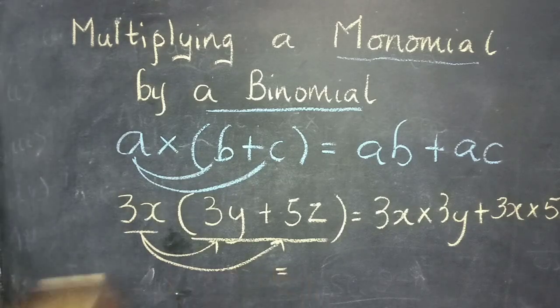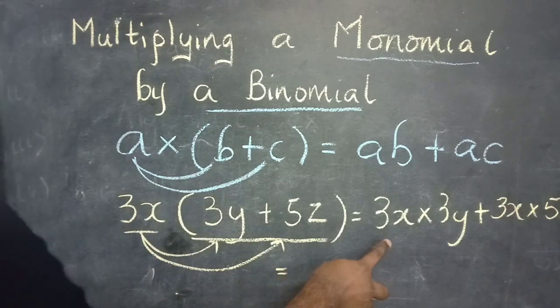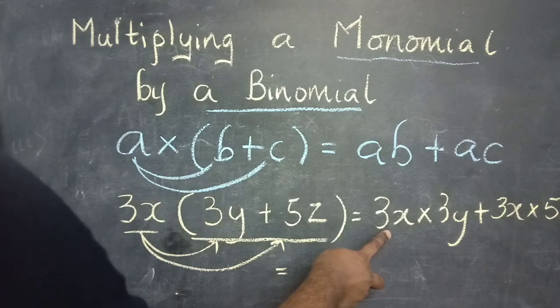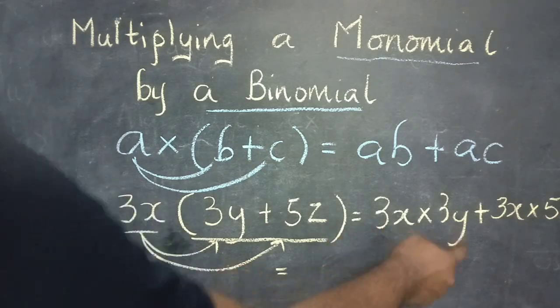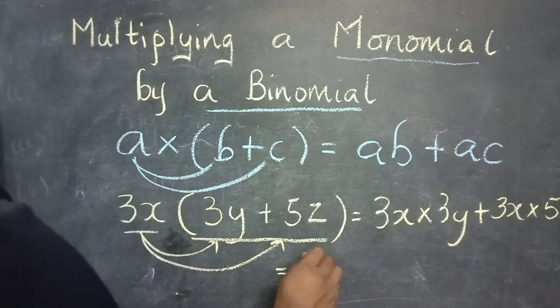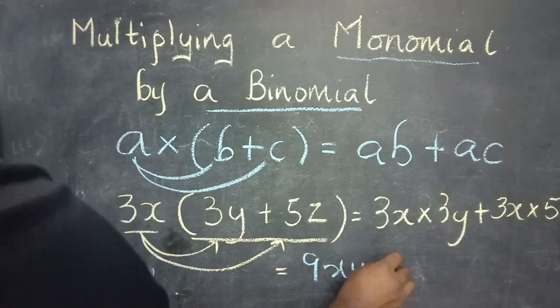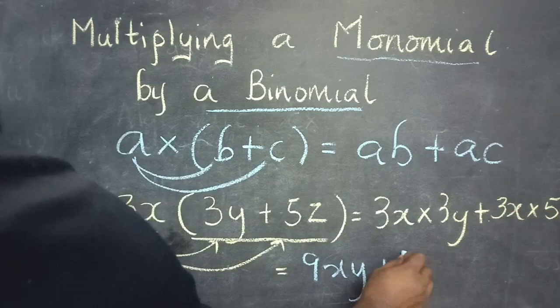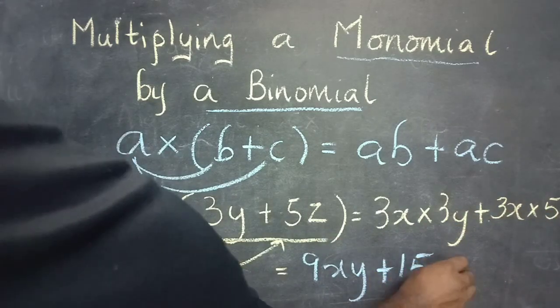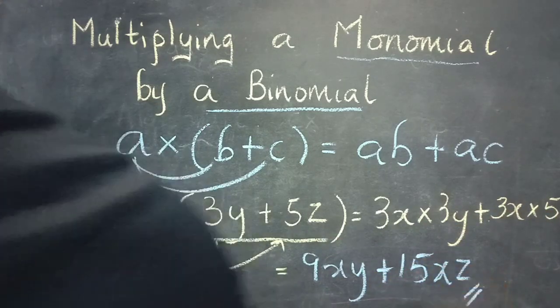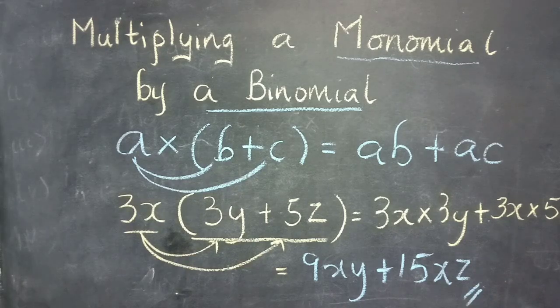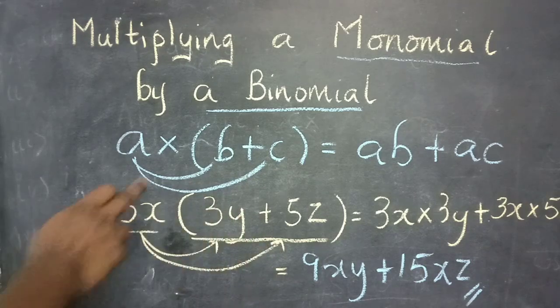Now what we get? This is multiplication of monomial by monomial. It is 3 3s are 9, x into y, xy, plus 3 5s are 15, x into z is xz. This is an example for multiplication of monomial by a binomial. We use distributive law.